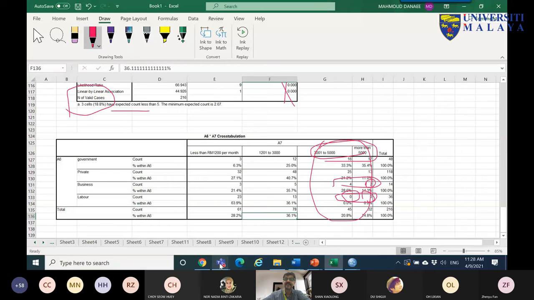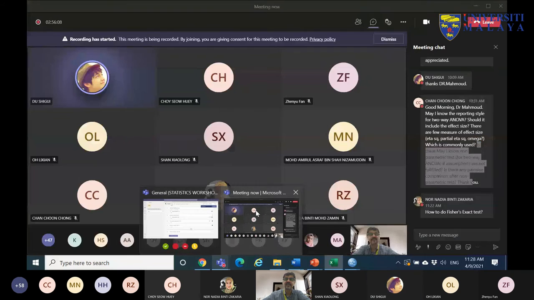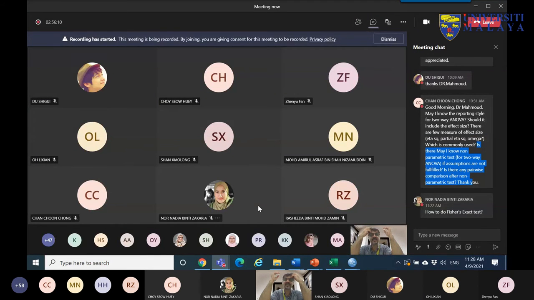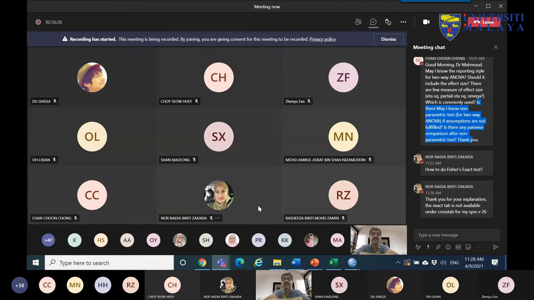Clear? Yes. So this is the point. This is the most important point when you are dealing with low frequency cells in your observation.